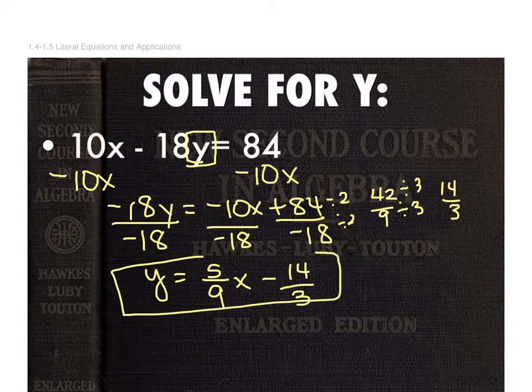So this is the equation. Again, remember that's in slope-intercept form, where slope is the coefficient of x and the y-intercept is a constant.